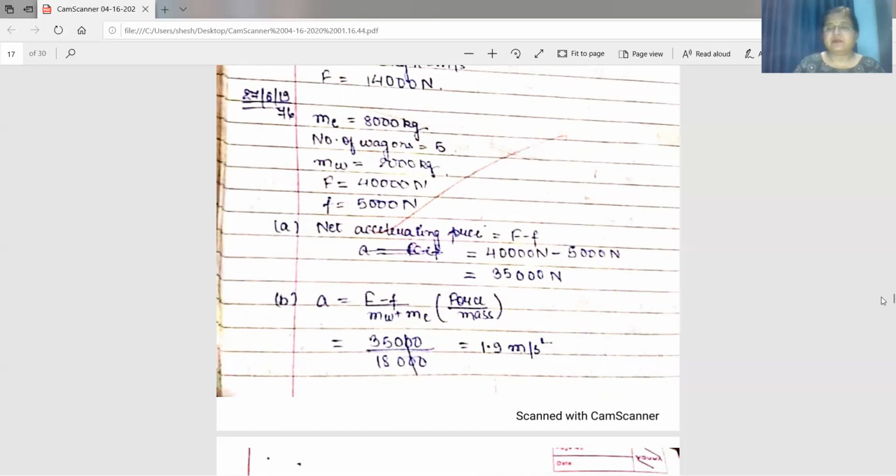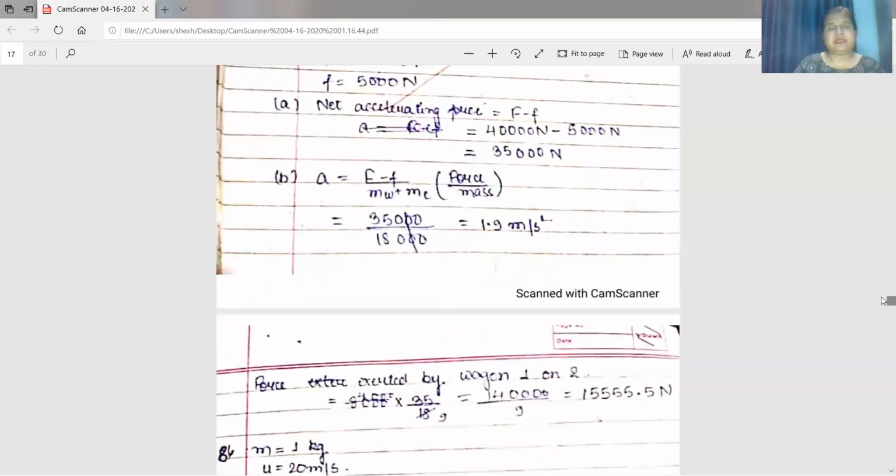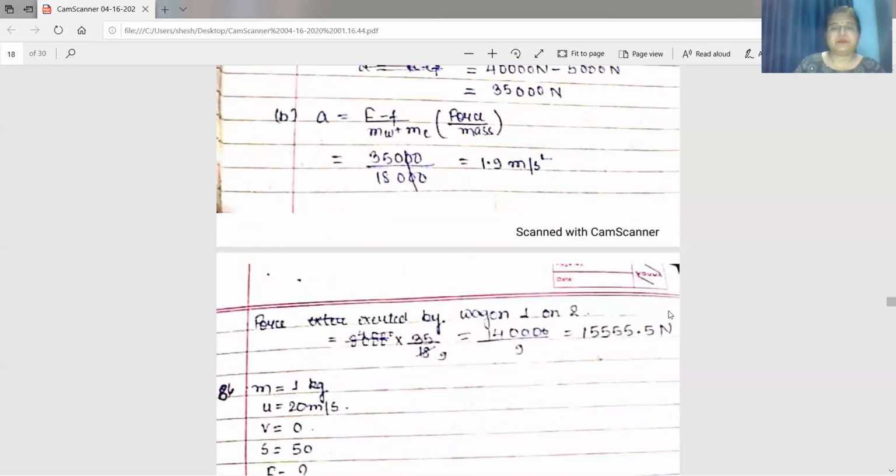Now C is, you have to find out the force exerted by wagon 1 on wagon 2. So force equals mass into acceleration. Here you are asked to find the force exerted by wagon 1 on wagon 2. Wagon 2 is attached with 4 more wagons. So 2, 3, 4 and 5, total 8,000. 4 wagons are there. So total mass will be 8,000. 8,000 mass into acceleration. Acceleration is 1.9, that is 35 by 18. This one, 1.9, after calculation we have got.